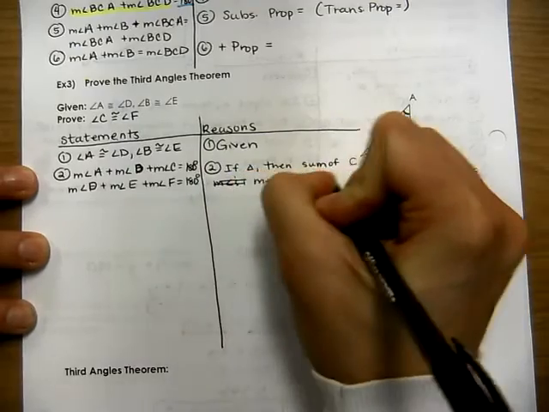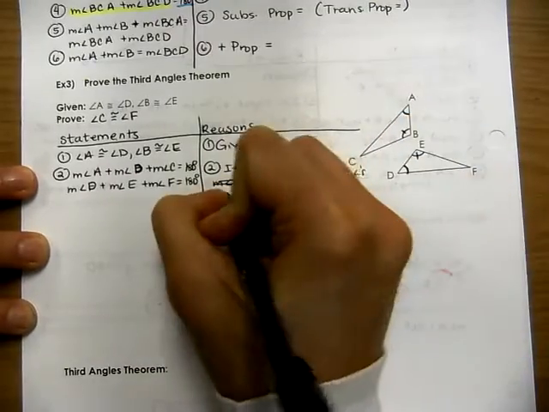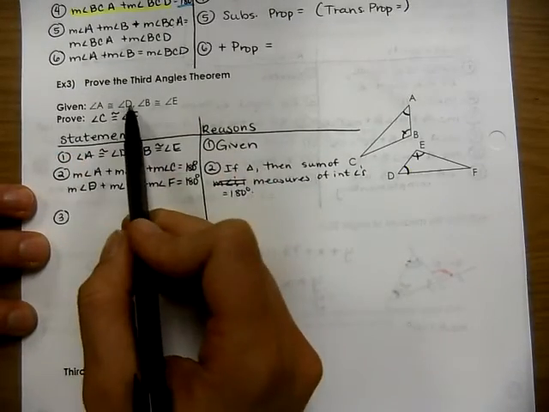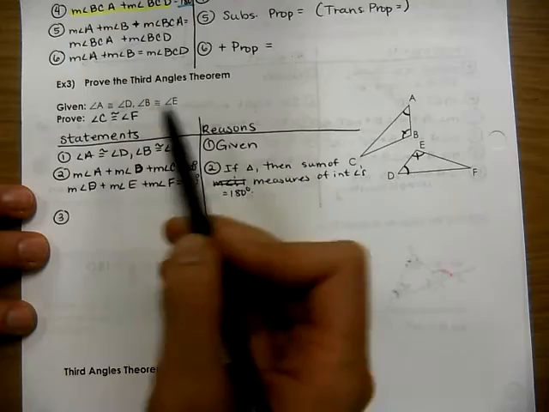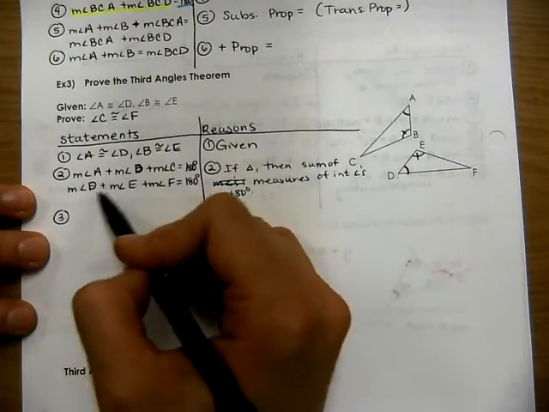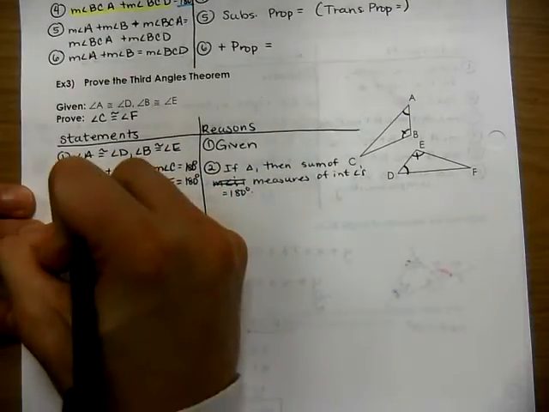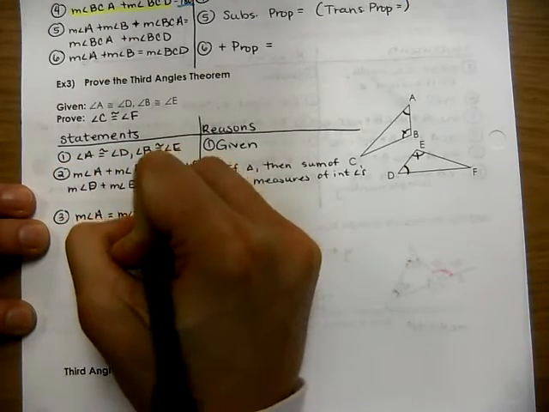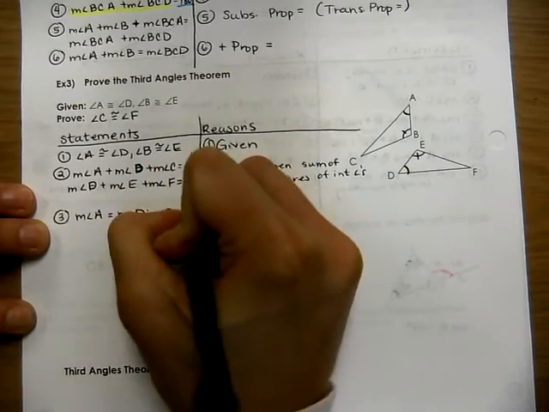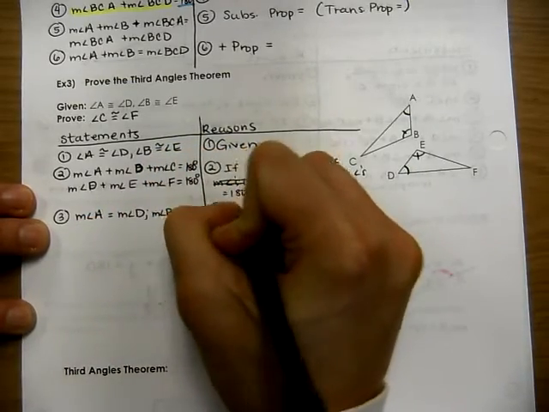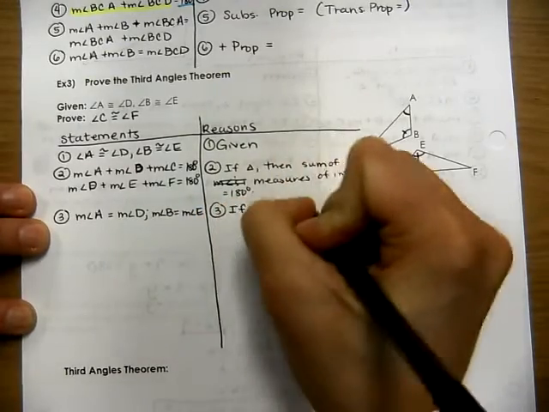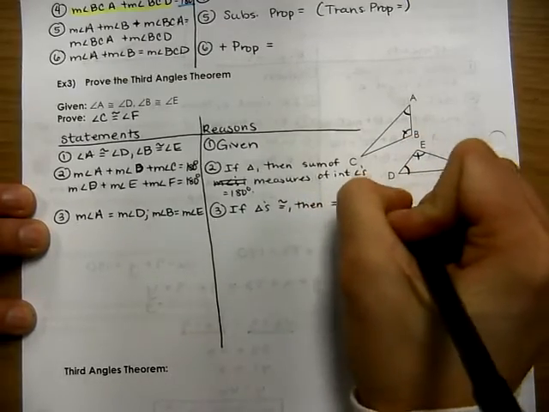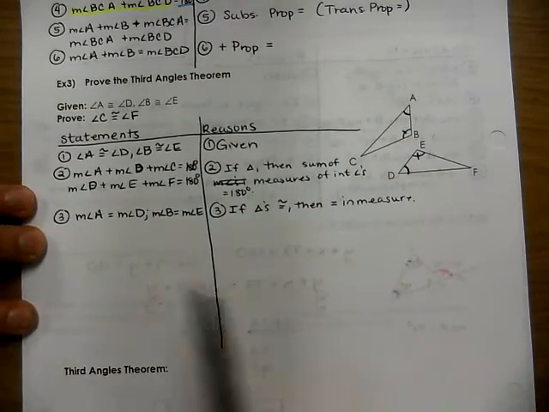So this was because if I have a triangle, then the sum of the measures of the interior angles is equal to 180 degrees. So from there, I know that A and D are congruent and B and E are congruent. And if they're congruent, they must be equal in measure. And so I'm going to use that so that I can substitute these in. So measure of angle A must be equal to the measure of angle D, and measure of angle B must be equal to the measure of angle E. And that's because if angles are congruent, then they are equal in measure.